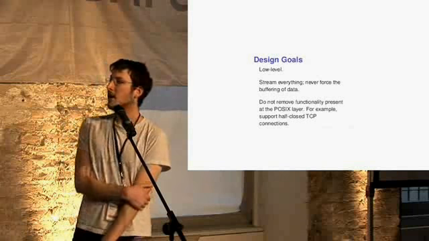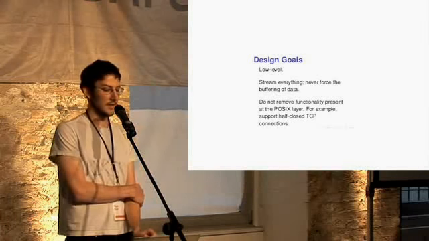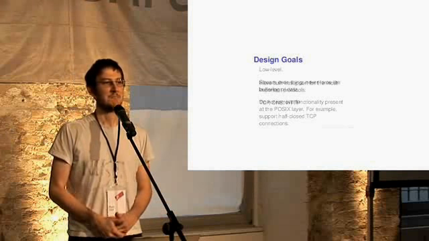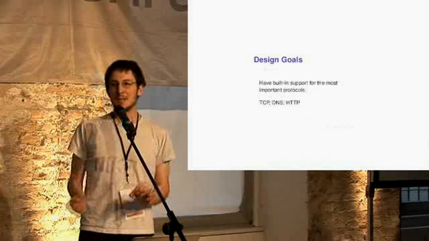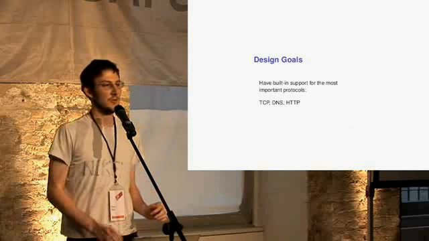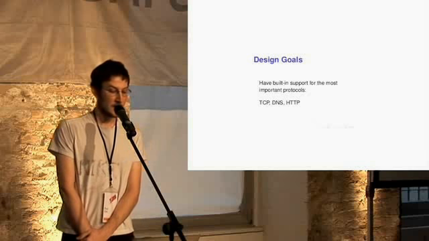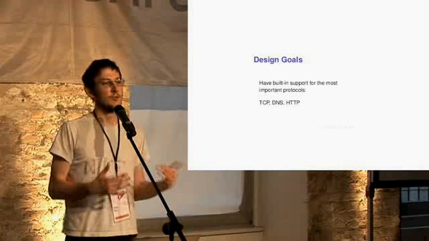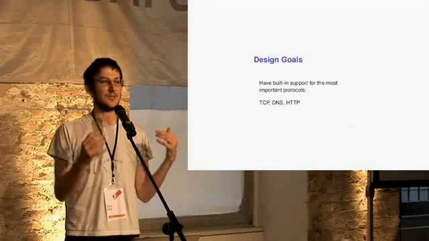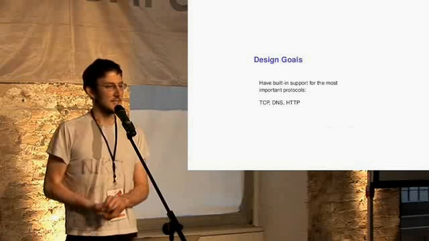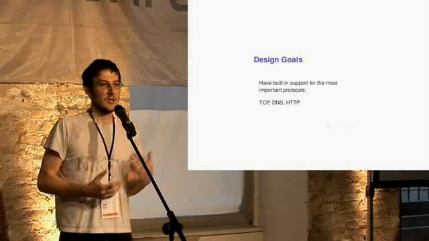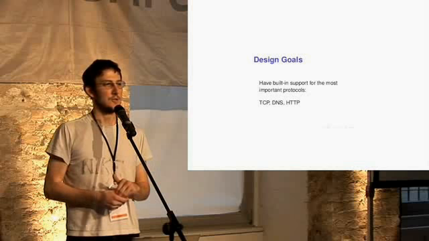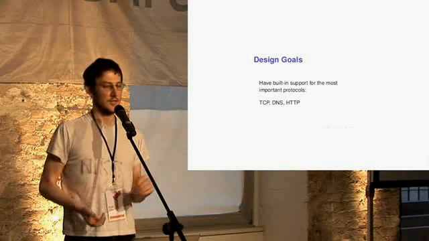And similarly, I shouldn't remove any functionality at the POSIX layer. So for example, half-closed TCP connections. Everybody's shrugging, but there's good stuff to be had that everybody ignores. And I should also have some built-in support. You don't want to write everything. I want it to be low level, but I think TCP and DNS and HTTP are infrastructural protocols. They're very important, and so there should be very good support for them in such a system.